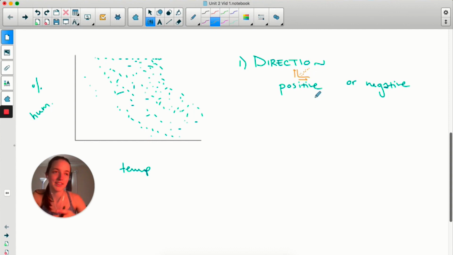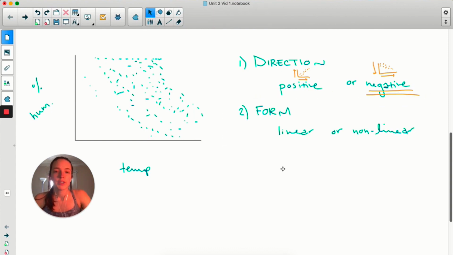As x gets larger and larger, y gets larger and larger. For example, as the temperature increases, ice cream sales go up. A negative direction would look like this. As x increases, y decreases. So as x gets larger and larger, y gets smaller and smaller. So positive, both variables are increasing. Negative, one is increasing while the other decreases. In this case, it looks like as the temperature rises, the humidity is going down. So this would be a negative direction.